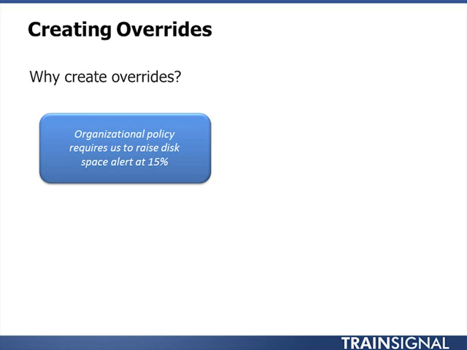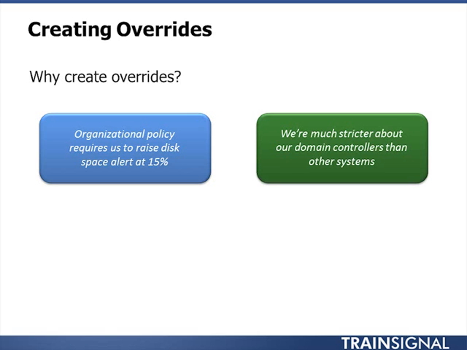Organizational policy requires us to raise disk space alert at 15%. By default, disk space warnings are raised at 10%, and disk space errors are raised at 5% in Operations Manager with the default settings in the management packs. 15% is a deviation from this norm, so you have to create an override to make that change.